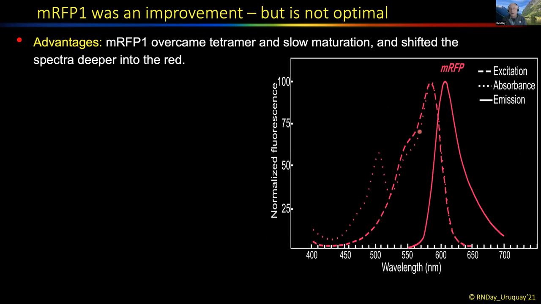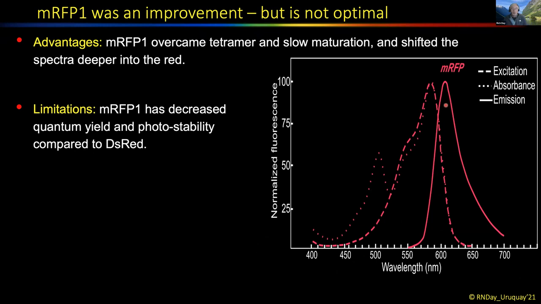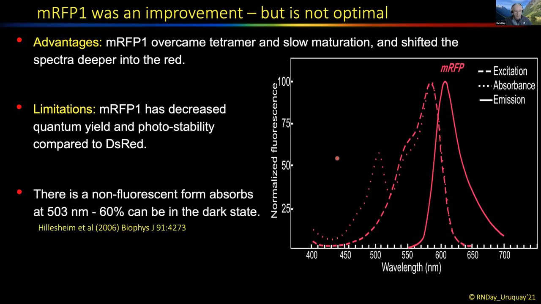It got around the problem of slow maturation. It matured very quickly, and its emission spectrum was actually shifted deeper into the red, which was another nice characteristic. However, it's a monomer, so it had decreased quantum yield compared to DS red, and it had decreased photostability. The reason they like to form tetramers is for photostability.